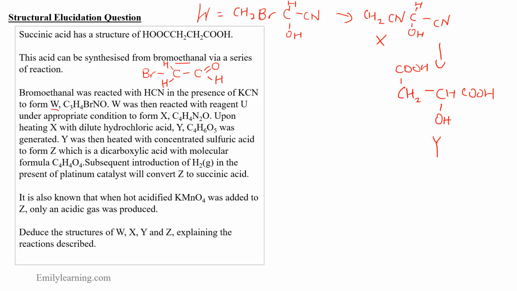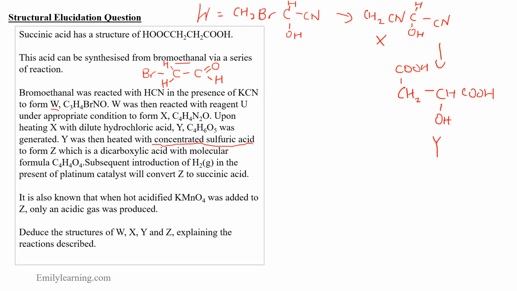Okay, and after Y, next I'm going to heat Y with concentrated sulfuric acid. When you see the words concentrated sulfuric acid, it's usually a dehydration reaction. So what are the reactions that use concentrated sulfuric acid? One of them is the dehydration of alcohols to form alkenes. The other one is the reaction between alcohol and carboxylic acid to form esters.